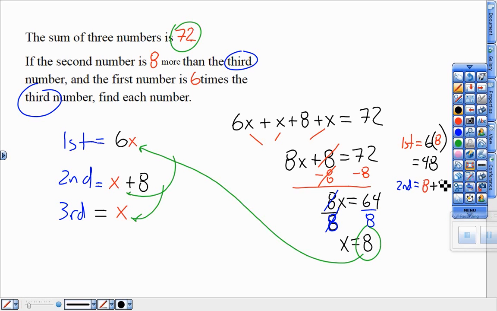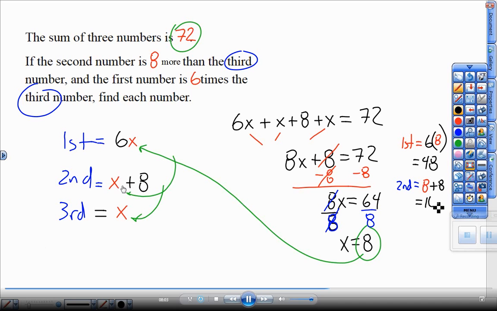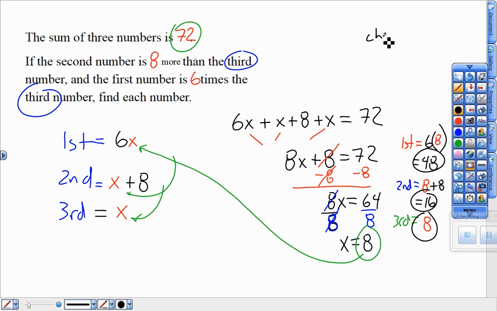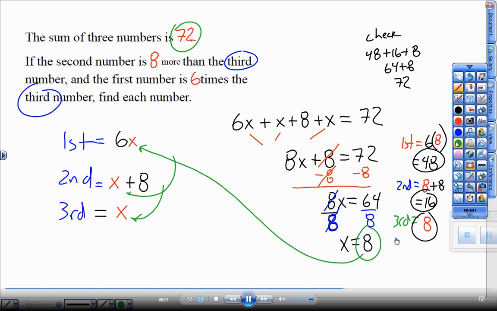I'm sorry, 8 plus that 6, plugging in 8 right there. 8 plus 8 gives me 16. And that third one is just 8, because there's nothing to do once you put that 8 right there. And to double check my work, if I add all three of these, it should equal 72. That should work. 48 plus 16 plus 8. 48 plus 16 gives me 64 plus 8, and that gives me 72. That does work.